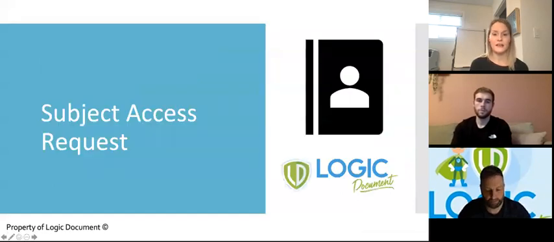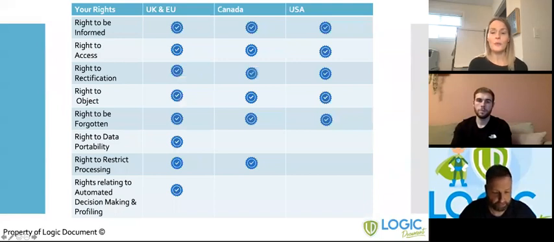Next, we're going to go into subject access requests. Although we operate globally, today we're going to focus on the UK, EU, Canada, and the United States. There are 8 data rights, with the first 5 being universal to all countries. And these are your right to be informed, right to access, right to rectification, right to object, and right to be forgotten apply to the UK, EU, Canada, and the USA. With the right to data portability and rights related to automated decision-making and profiling being unique to the UK and the EU. The right to restrict processing is unique to the UK, EU, and Canada.